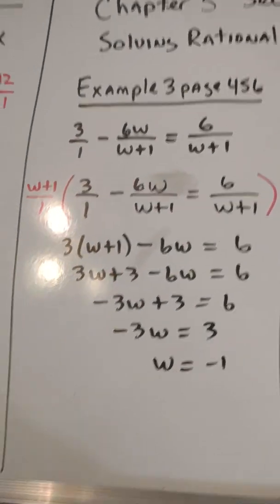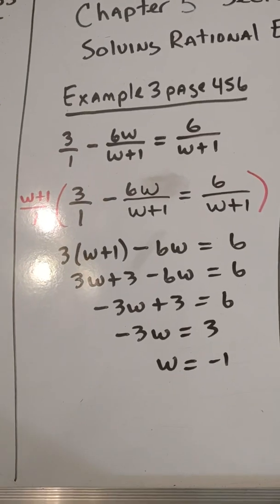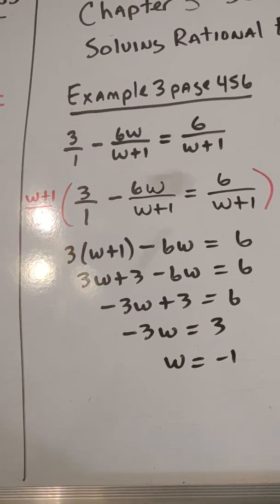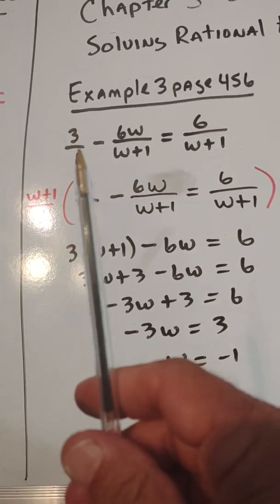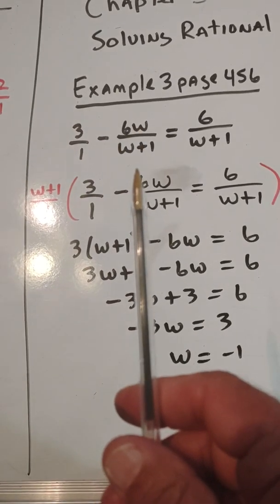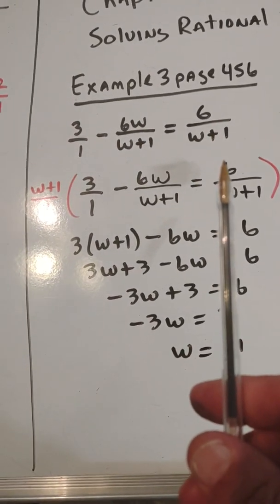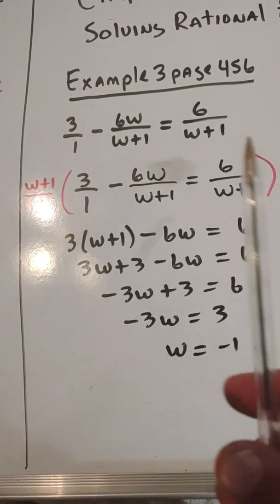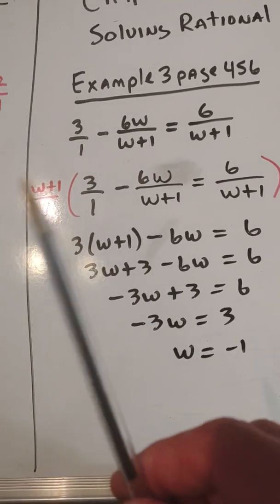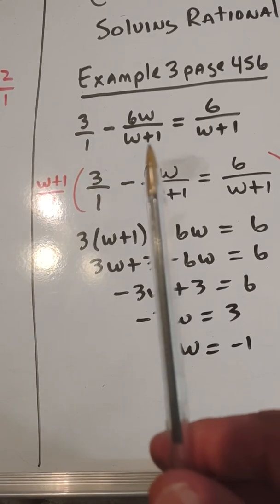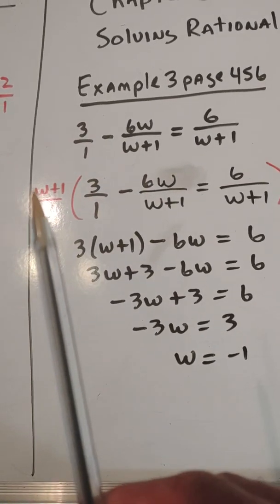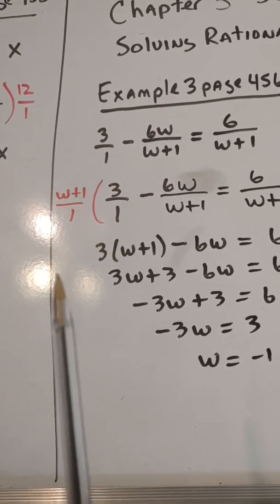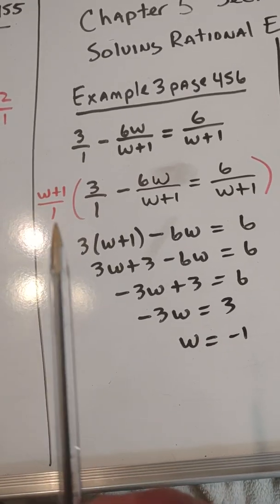Here's example 3. I've skipped example 2 because I think you'll be able to do it. But it says 3 minus 6w over w plus 1 equals 6 over w plus 1. Anytime I have a whole number, I always put it over 1 to make it fractions, so they're all fractions. My least common denominator here is just w plus 1. So I'm going to multiply the whole thing by w plus 1.